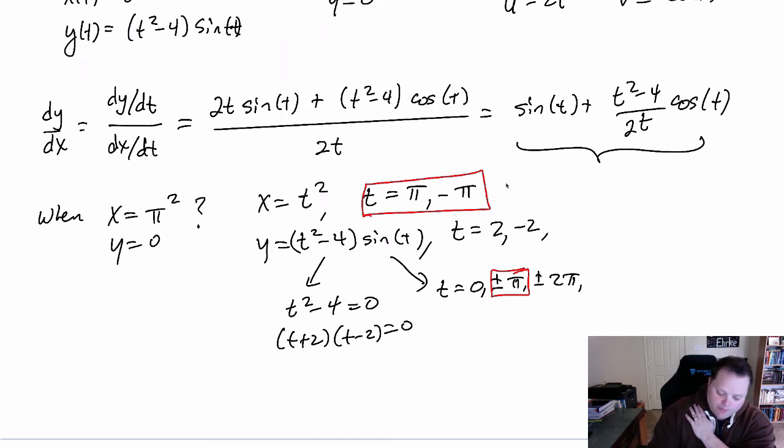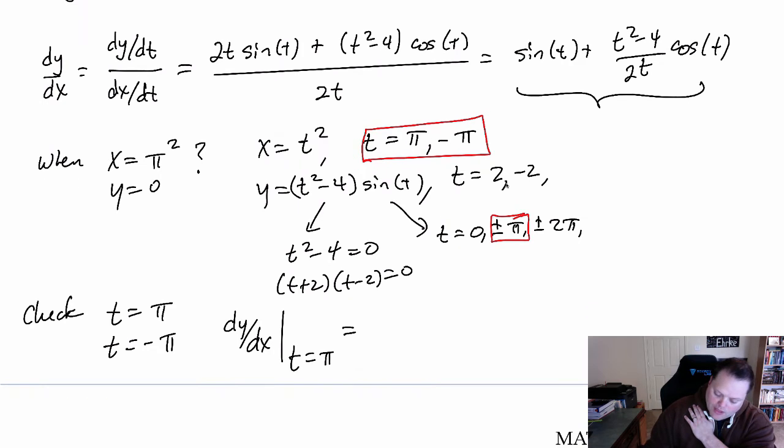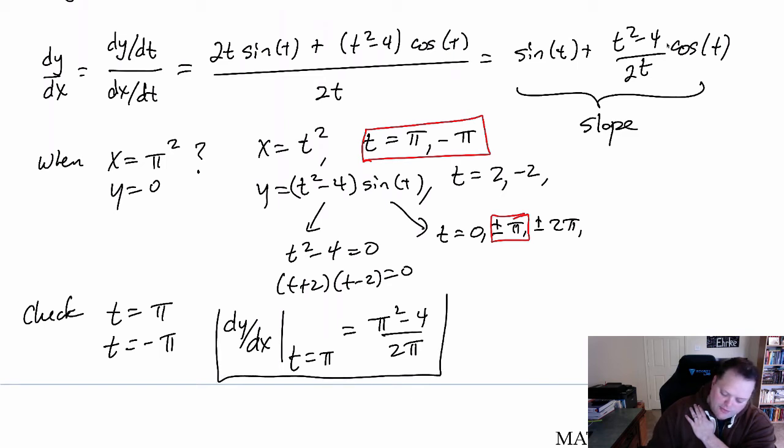Okay, so I have to check my slope at time pi and at time negative pi. So first off, the slope at time pi would be, so I'm plugging pi into my slope formula here. Sine of pi is 0, cosine of pi is 1. I would have pi squared minus 4 over 2 pi. Okay? So that's my first slope.